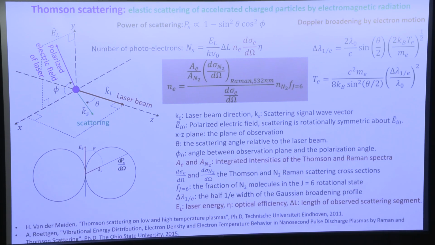But at the same time, when you collect the signal, it is affected by Doppler broadening because electrons are moving very fast. When they move very fast, the spectrum of this Thomson scattering is broadened. The broadening is a function of the speed of electrons, which is the square root of electron temperature. So by measuring that broadening, you can determine the electron temperature. So in this experiment, you can measure two things: electron number density and electron temperature.